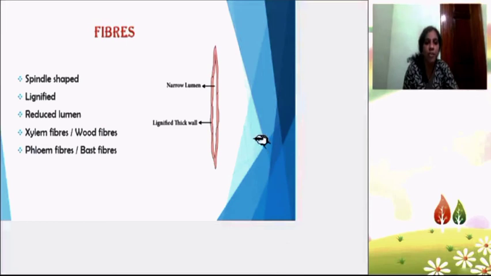Fibers. These fibers are spindle shaped. They are elongated and they have tapering ends. The cell wall will be thickened and the thickening will be made up of lignin. Then it has a lumen which is very much reduced. The fibers associated with xylem are called xylem fibers or wood fibers, and the fibers associated with phloem are called phloem fibers or bast fibers. These wood fibers will be hard and the bast fibers will be very soft, and they are called soft fibers.